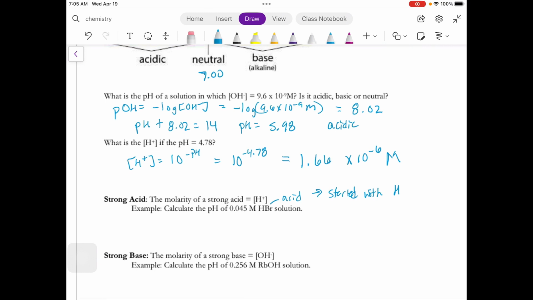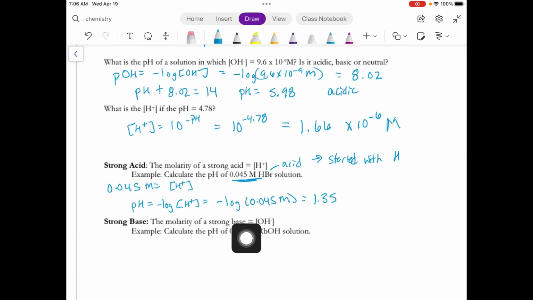We can actually just say that 0.045 molar will equal that H plus concentration. So all we have to do is take the pH equals negative log of the H plus. So negative log of 0.045 is equal to 1.35.